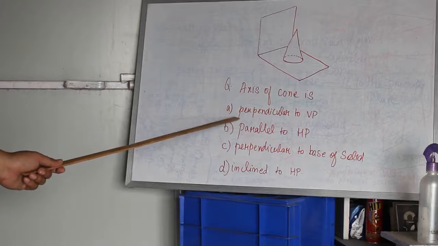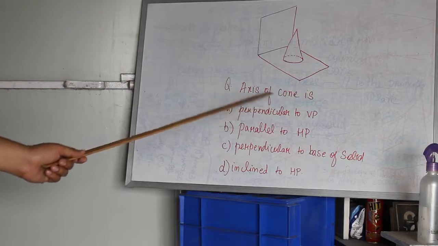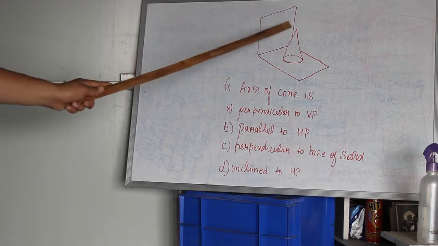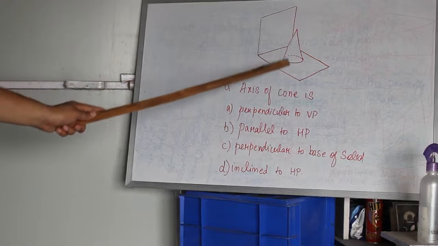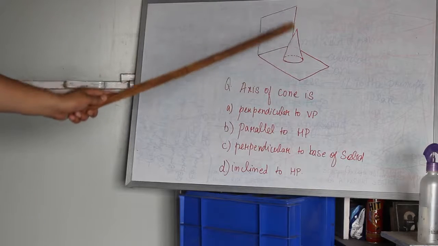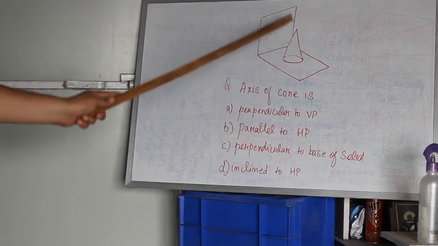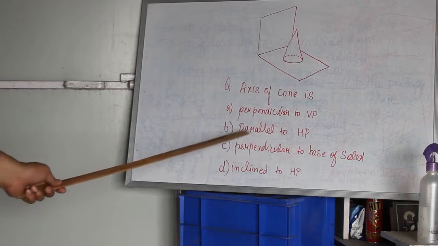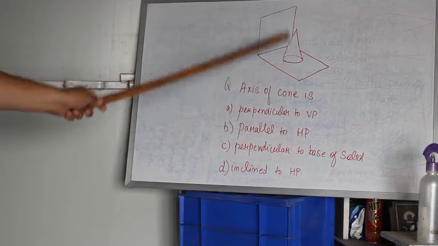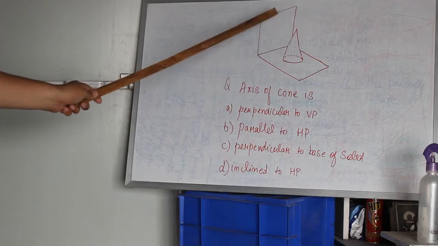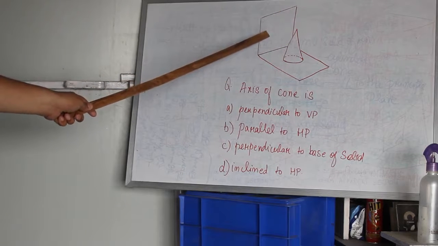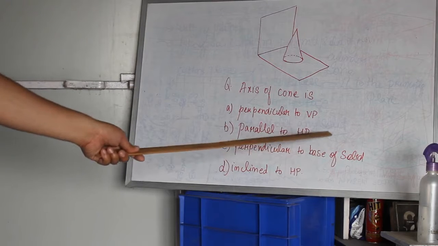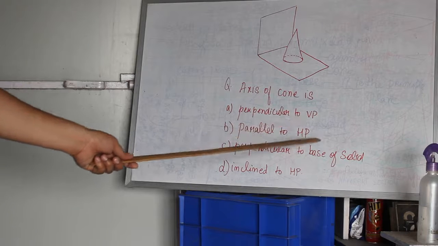Let's see the first option. It says axis of the cone is perpendicular to VP. So where is the axis? From the point of apex till the center of the base, this is the imaginary line, and I can see that it says it is perpendicular to VP. No, it is perpendicular to HP. Second option, parallel to HP. Axis is like this. If it is perpendicular to HP, on the other hand, it is parallel to the vertical plane. Incorrect. First is incorrect, second is incorrect.